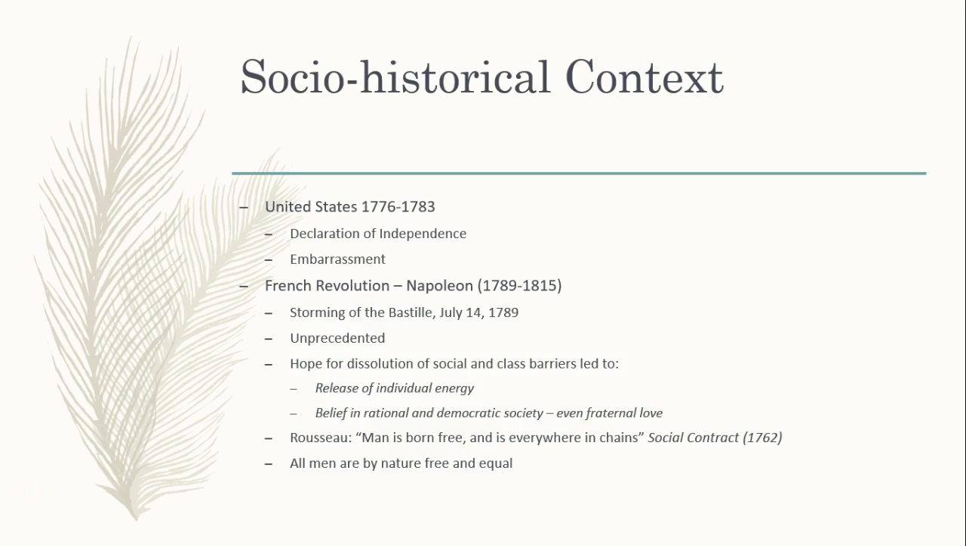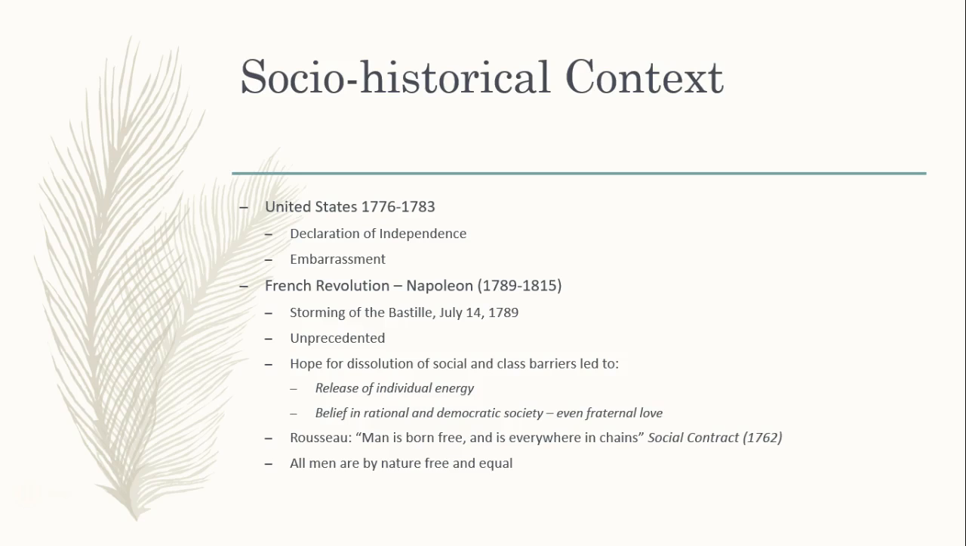So for the United States to secede was a really horrible thing if you happen to be a British nobleman at the time. But the real beginning of the Romantic era is always considered the French Revolution. And that lasted from 1789 to 1815, when Napoleon was defeated at the Battle of Waterloo. The storming of the Bastille by an angry mob happened on July 14, 1789. It was unprecedented. Before then, people were not expected to think or to stand up for themselves.